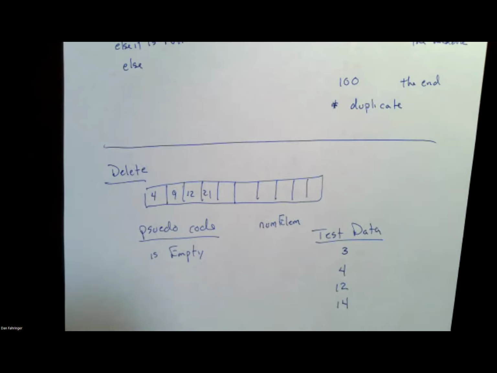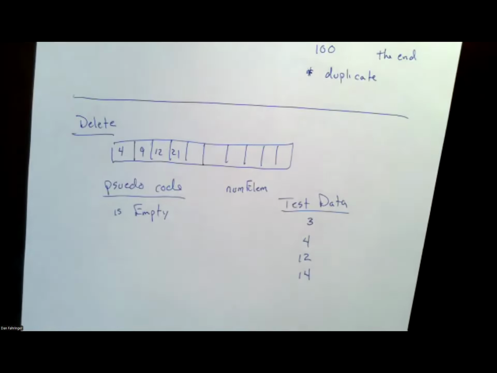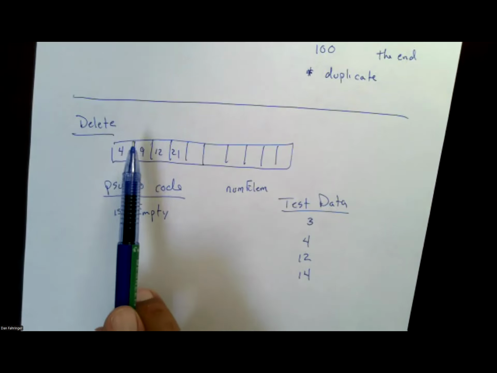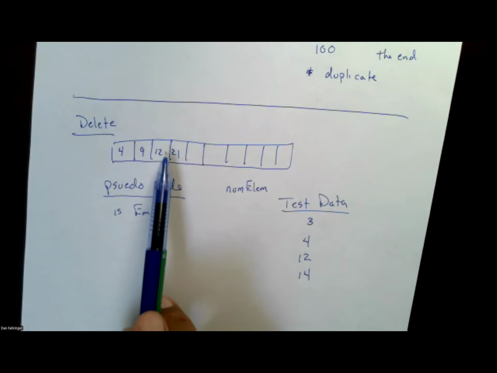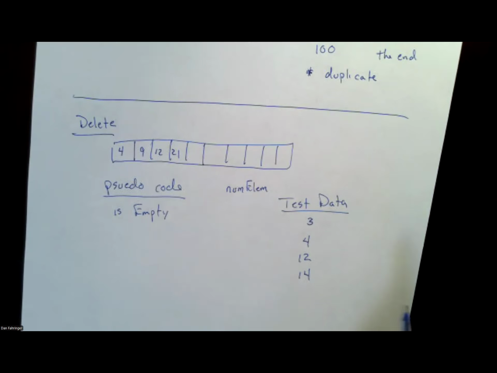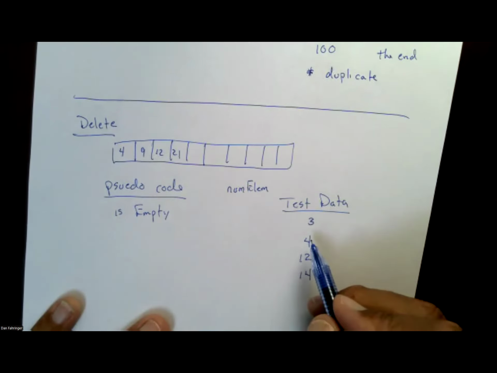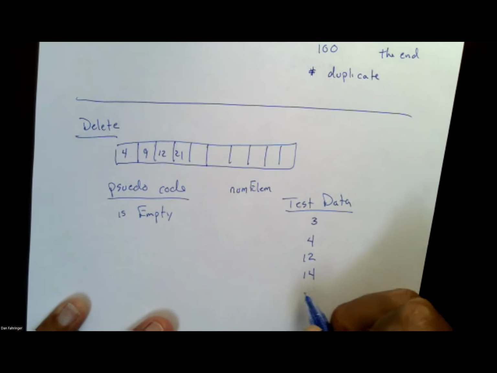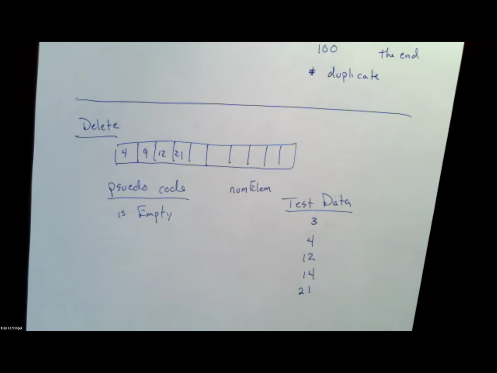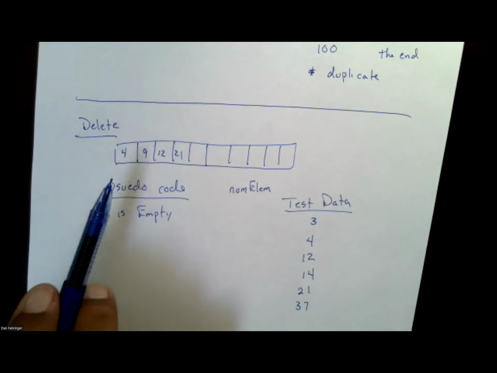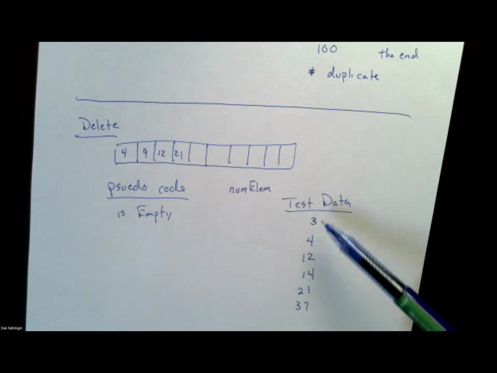A couple more pieces of test data: 3, 4. 12, something in the middle. 14 doesn't exist. 21, because that's the last element. And yes, 37, something outside that range. So when I'm writing this code, I need to make sure I'm taking care of all of these possible situations.